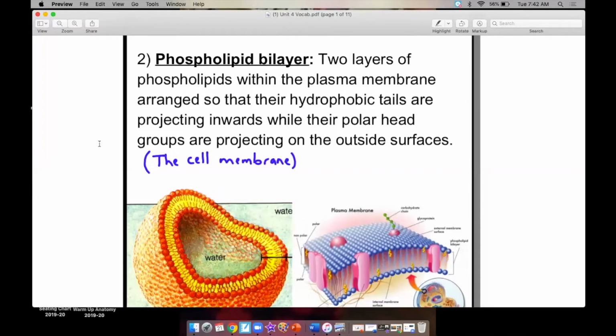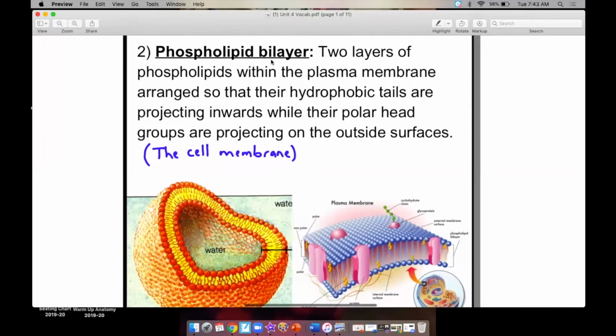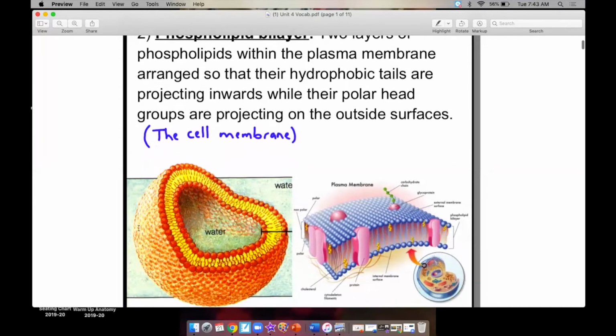Phospholipid bilayer, 2 layers of phospholipids within the plasma membrane, arranged so that their hydrophobic tails are projecting inward, while their polar head groups are projecting on the outside surfaces. Keystone definitions. All right. Phospholipid bilayer is just a fancy way of saying your cell's membrane. That's it. Take a look at this picture.